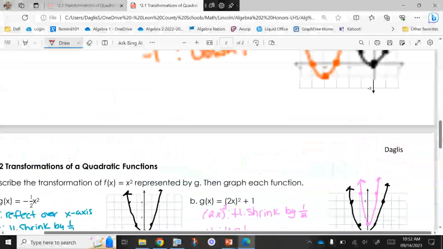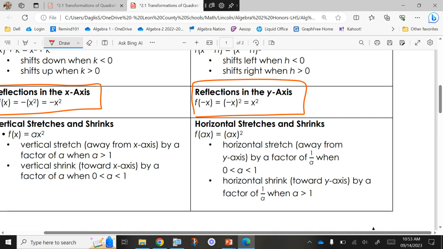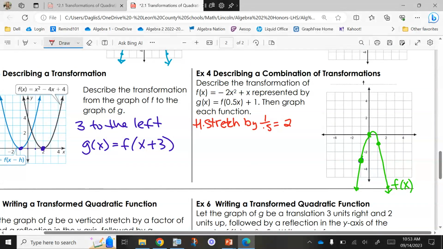So if you're not sure where we just got that, we went to the front of our paper. We noticed right here, multiplying inside my parentheses, right? The a was not a 2. A was a 0.5. So factor of 1 over 0.5, that's where 2 came from. 1 divided by 0.5 equals 2. So it's being stretched sideways. It's going to get wider. What else is happening? And it's going up 1.